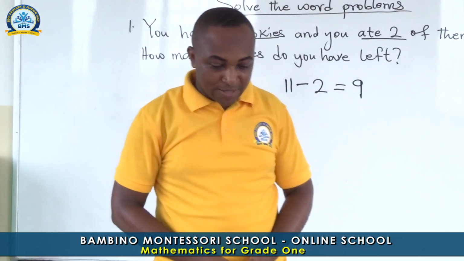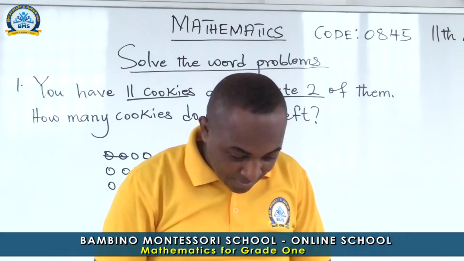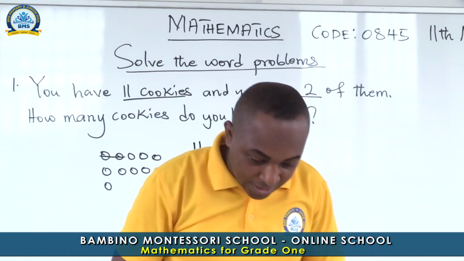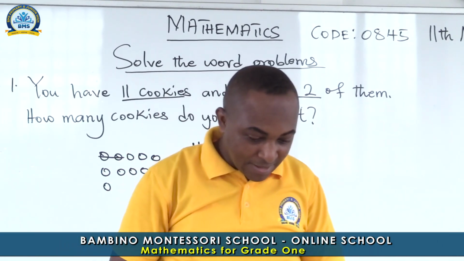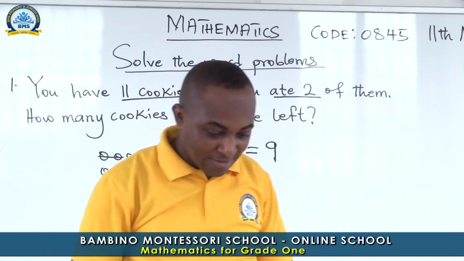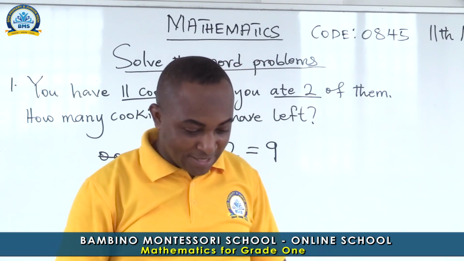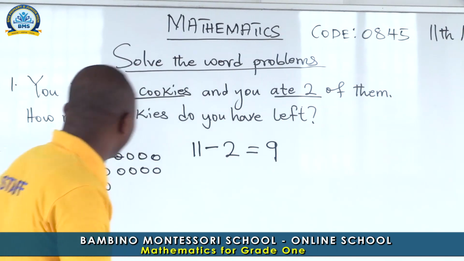3 birds were sitting on the fence. 8 more birds came to join them. How many birds are sitting on the fence? Let me put it on the board for you so that you can see it clearly. That's number 2.